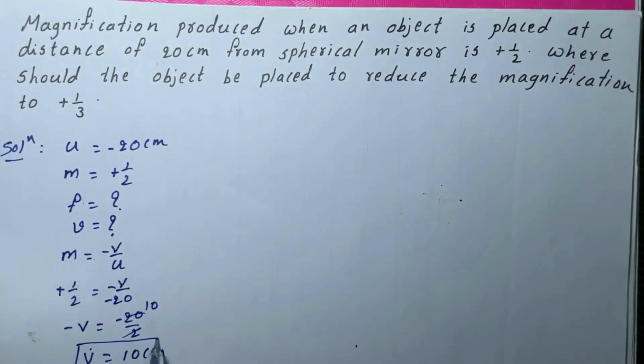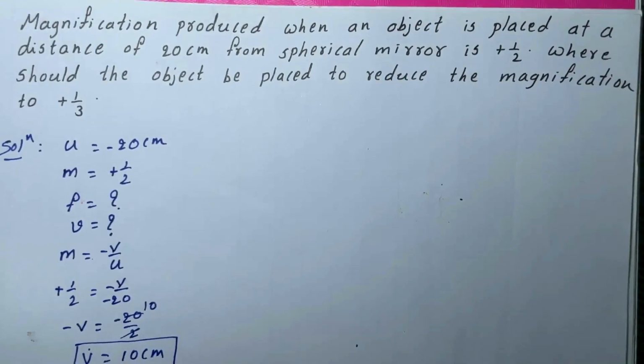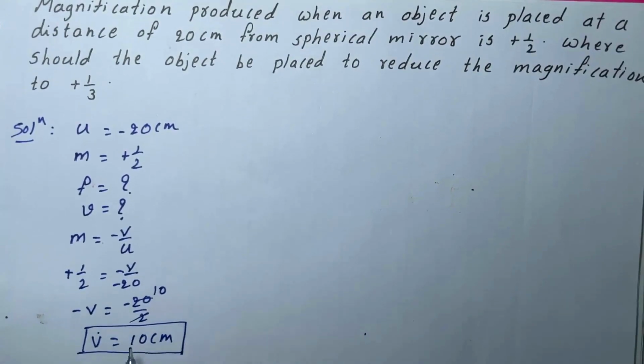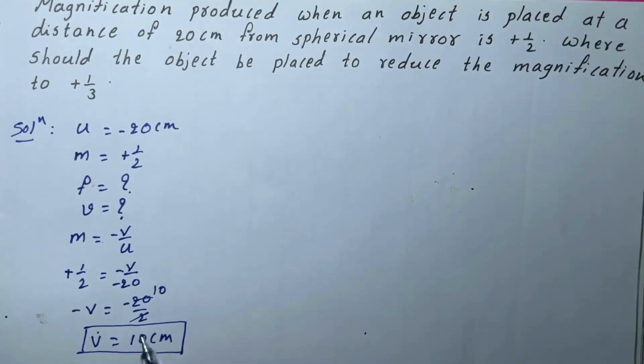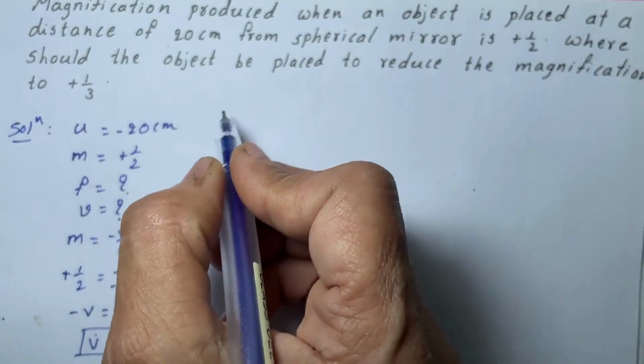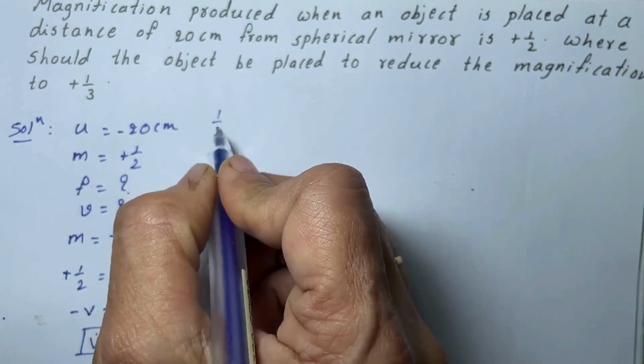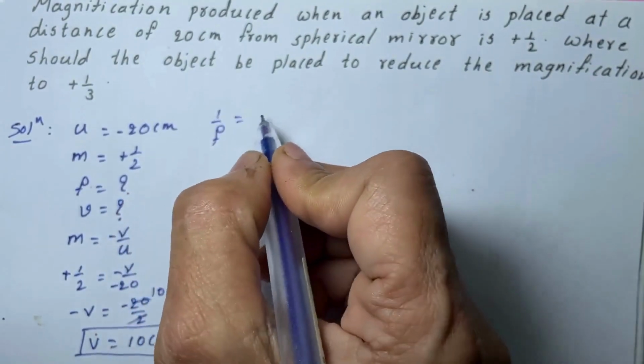Now, when the object is at 20 centimeters distance from the spherical mirror, the image distance is 10 centimeters, and the plus sign shows that the image is on the right hand side of the pole, that is, a virtual image which is formed inside the mirror. From this, now find the focal length of that particular mirror.